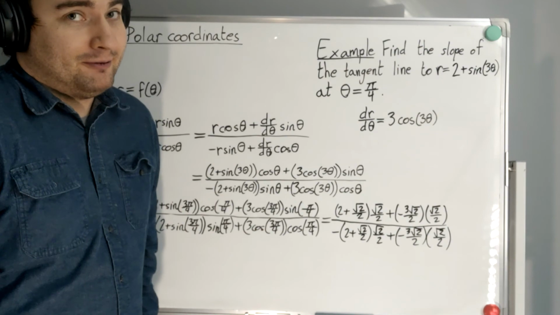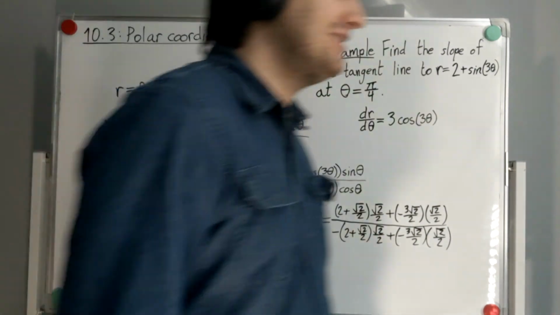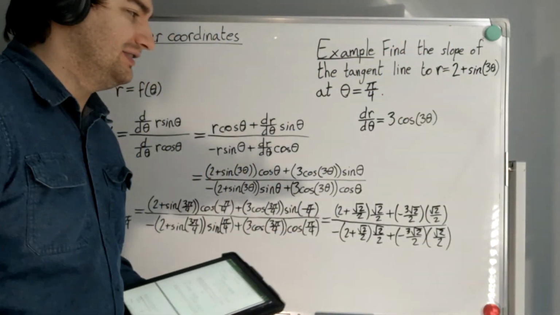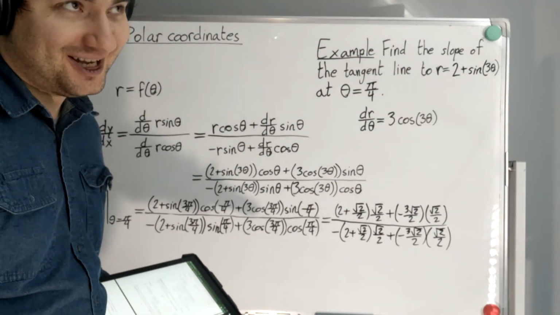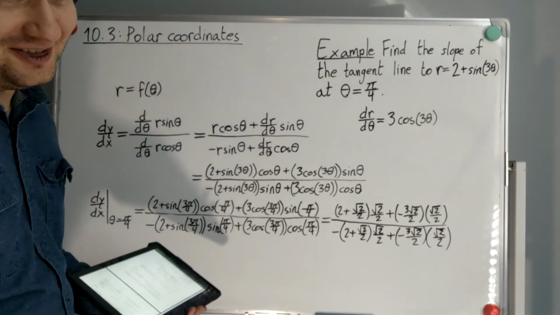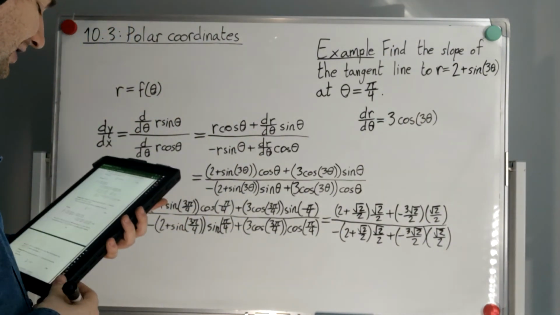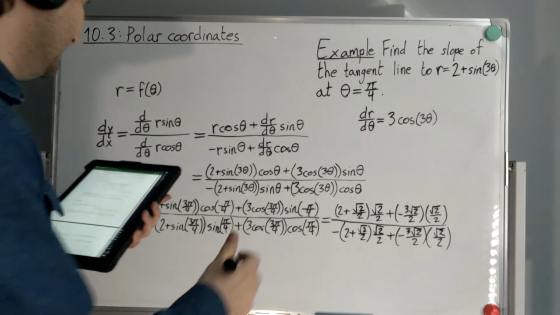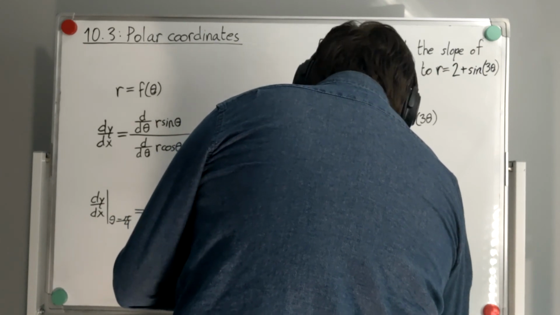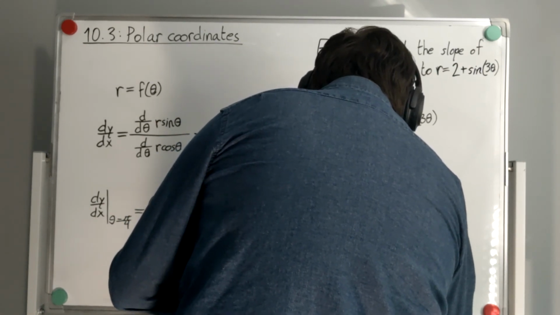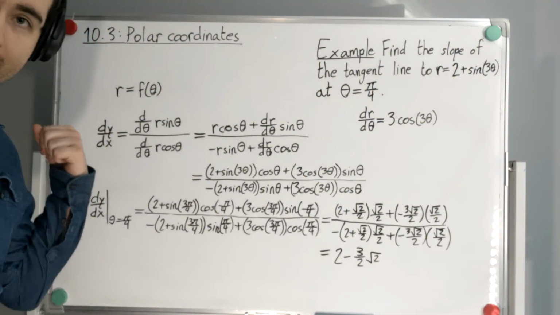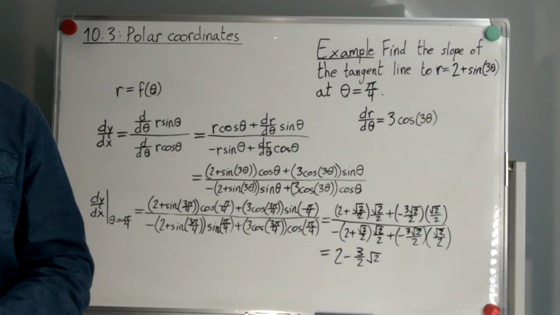So yeah, that's not fun, but that's all you need to do. It's just putting stuff into a formula, right? And this time it actually is as easy as it sounds. It's not intellectually intense math, it's just annoying. Anyway, this eventually reduces into 2 minus 3 halves root 2. And that would be the slope of our tangent line, okay?